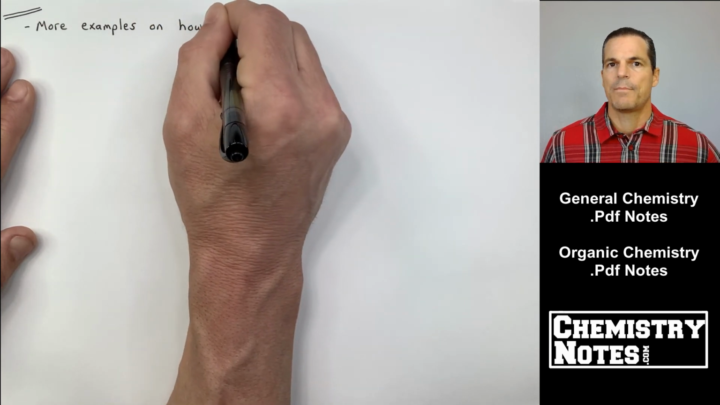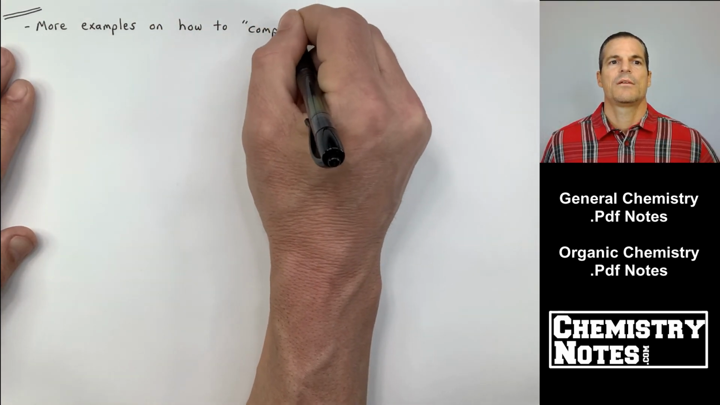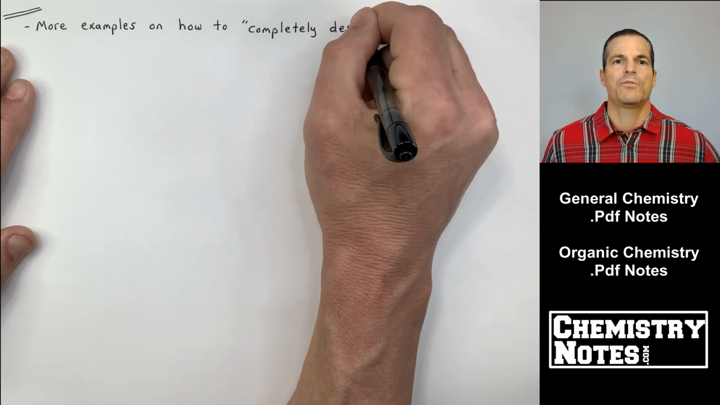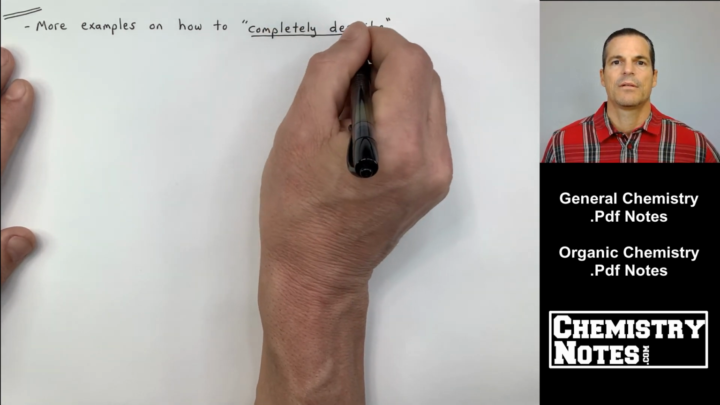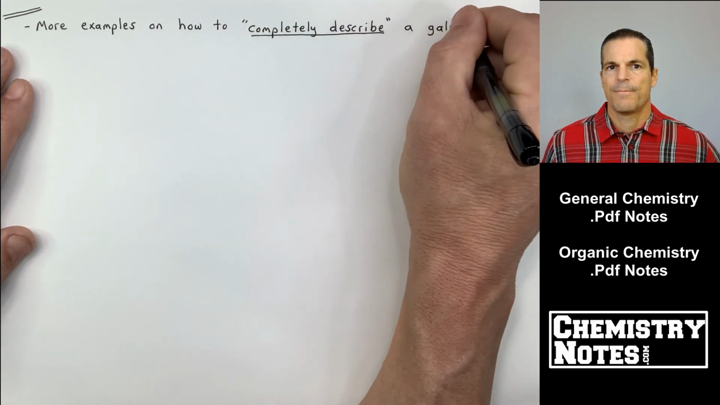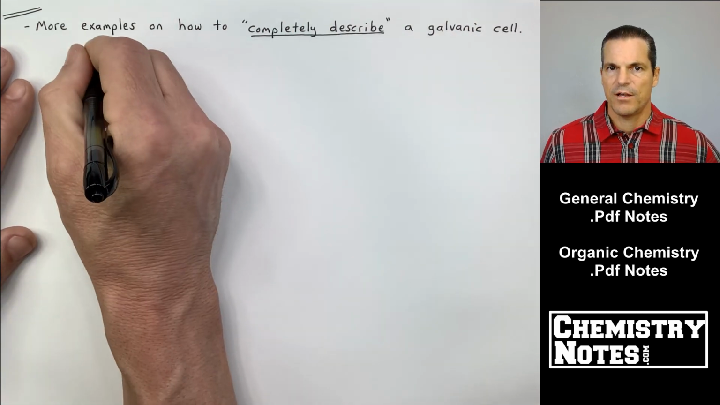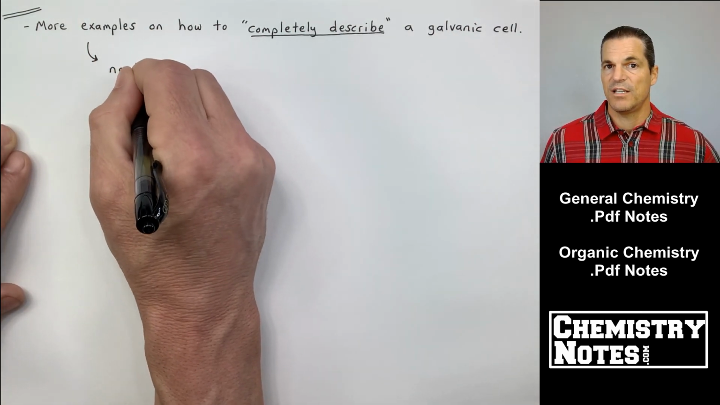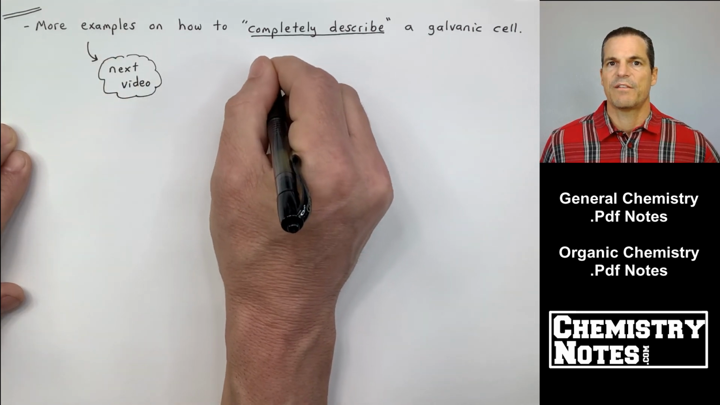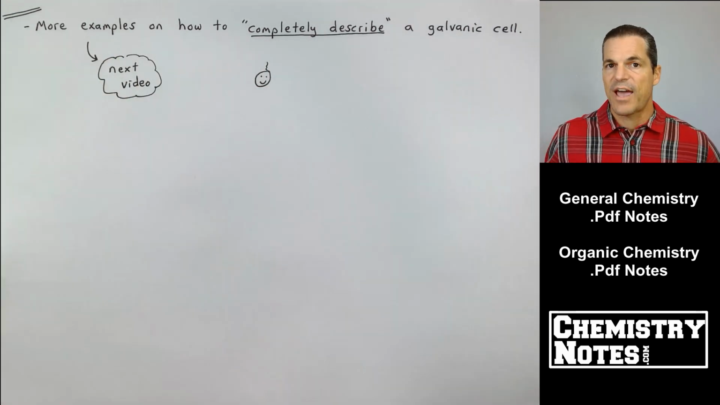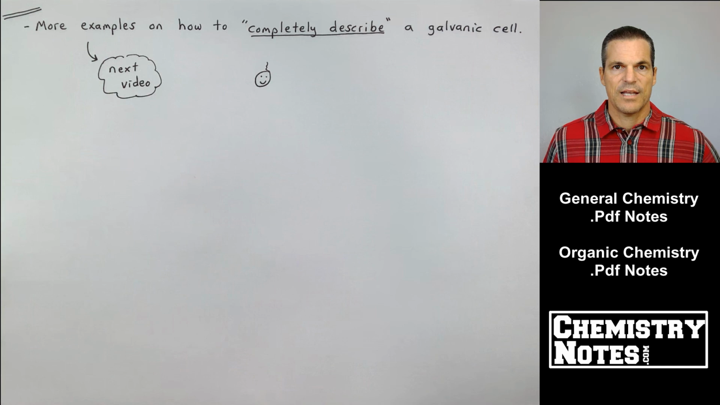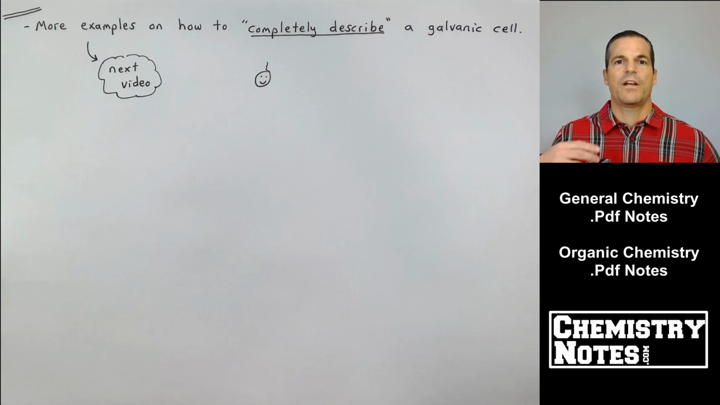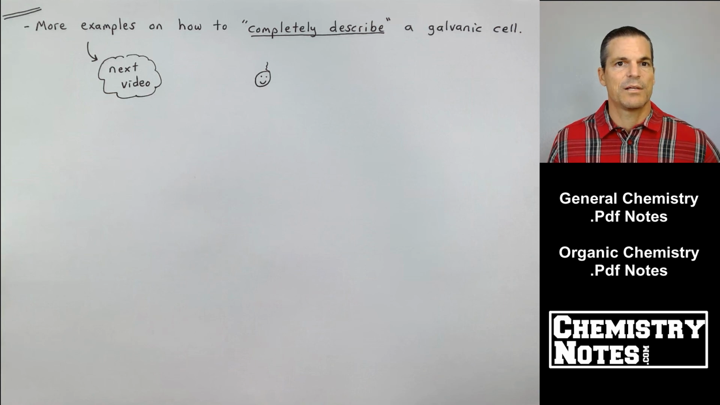All right, so the top of our next page of notes here says more examples on how to completely describe a galvanic cell. In our next video, which is going to be section 17, electrochemistry, video number 3, we are going to do 3 sample problems that are very detailed, asking us to completely describe a galvanic cell. And that video is coming up right now, so stick around to see that.